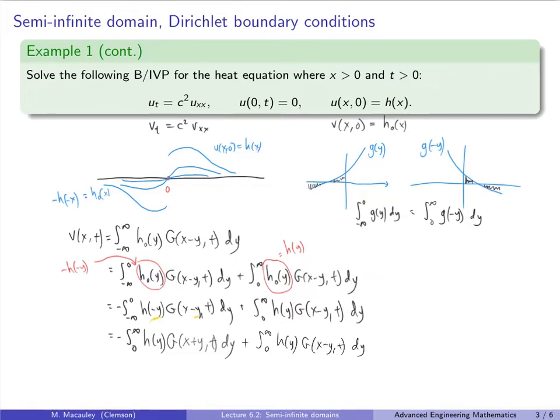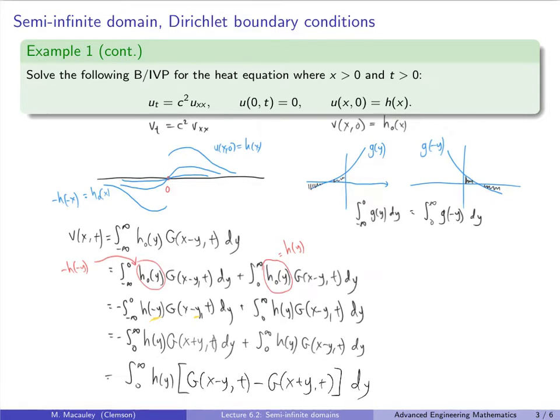And now I can combine terms. So look what I have here. I have an integral from 0 to infinity. I have an h of y here. And then I got to factor out, let's see, I have a positive g here and a negative g here, though the arguments are different. So h of y times a g of x minus y t minus g of x plus y t dy.